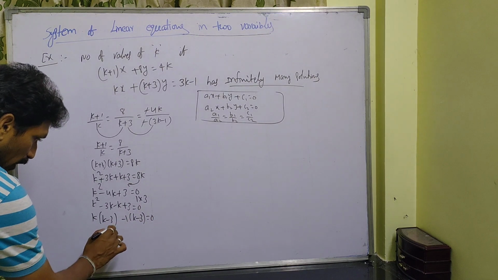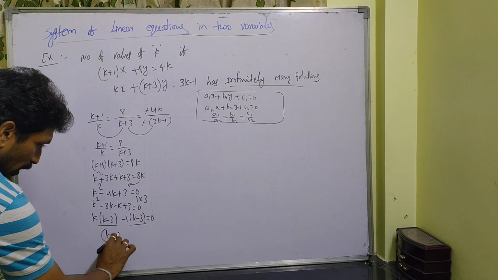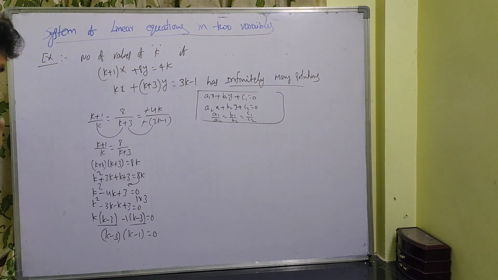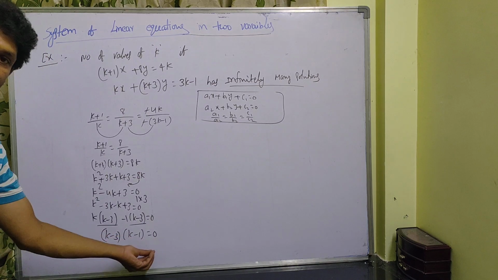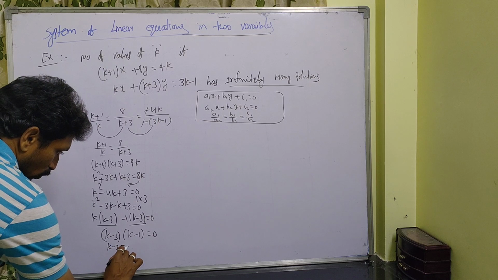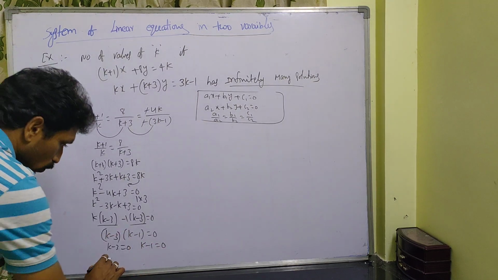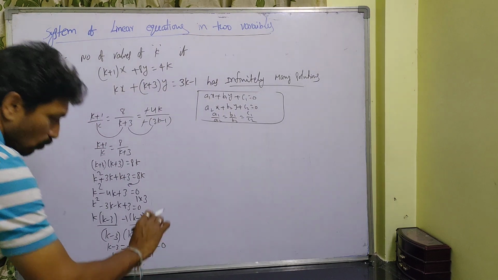Okay, see, this is k minus 3, k minus 3 take common. So k minus 3 into k minus 1 is equal to 0. So product of these two numbers is equal to 0 means first number 0 or second number 0. If first number 0 means k minus 3 is equal to 0. Second number 0 means k minus 1 is equal to 0. So what can you say as conclusion? k is equal to 3 or k is equal to 1.